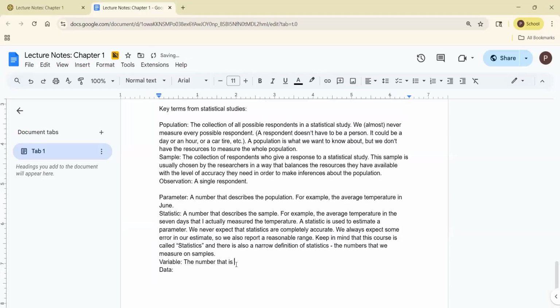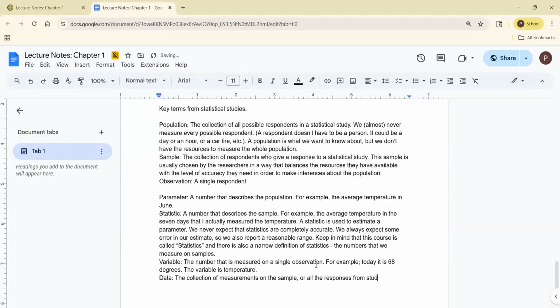So a variable is a number that is measured on a single observation. For example, today it is 68 degrees. That's the variable, temperature. And finally, data, the collection of measurements on the sample, or all the responses from the study.